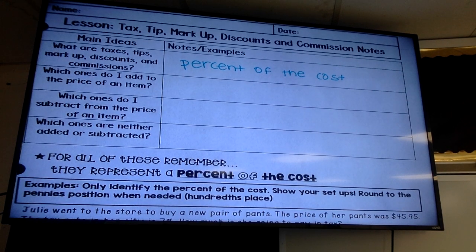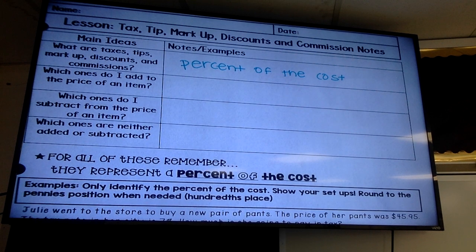And commission, there's some professions in which you make money based on commission. So if you were to sell cars, depending on how expensive the car is, you make more commission. Maybe you make 3% on every car that is sold. Or if you work at a furniture store, you make commission. Maybe you make 5% of all of the product that someone buys.